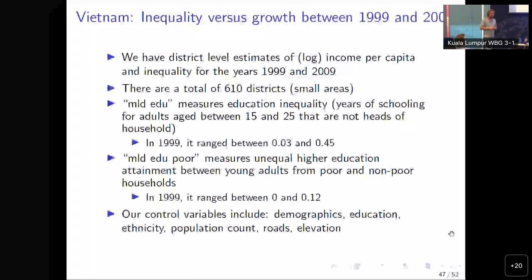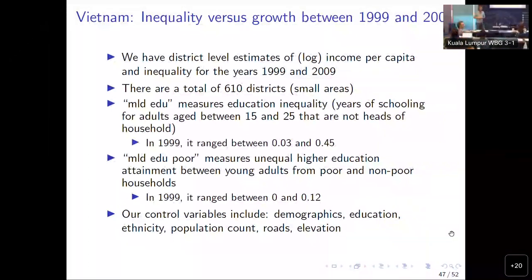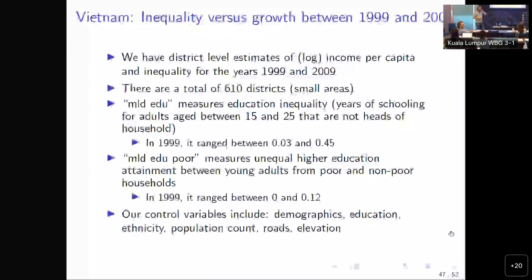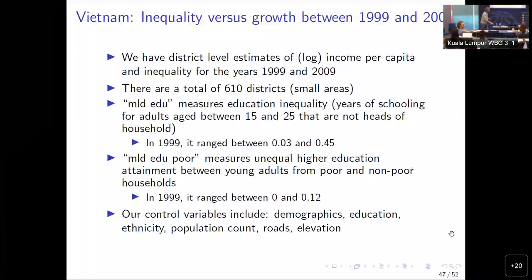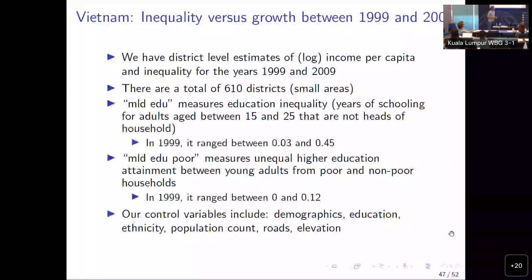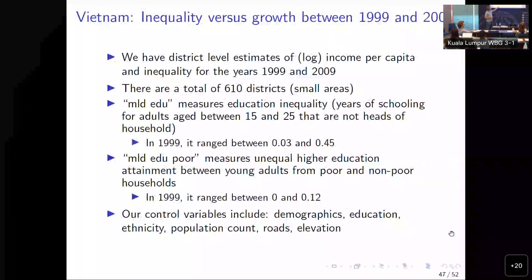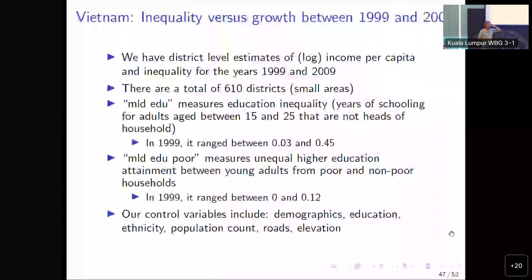So to what extent the education of a child is shaped by whether the parents are rich or poor. And then we have a set of control variables, the standard overall education, demographics, population counts, access to roads, transportation, and so forth.